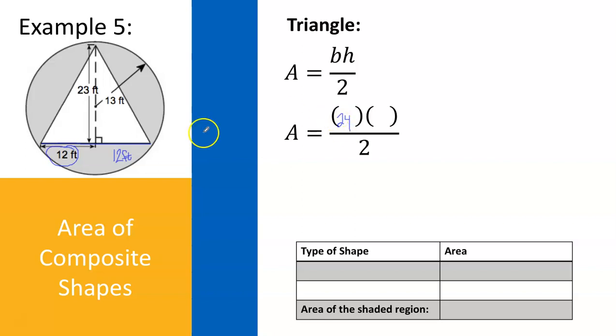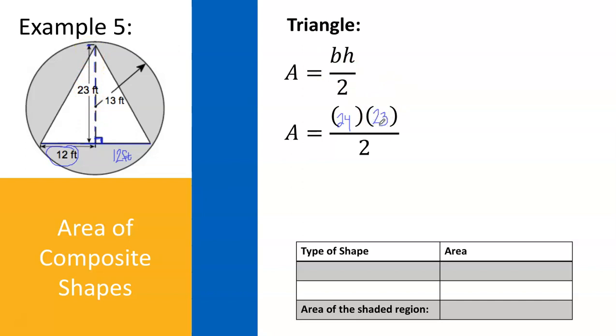Next, we need to find the height. And the height is the line segment that is perpendicular to the base. So I'm highlighting this 90-degree angle because perpendicular means at a 90-degree angle. And this line segment is perpendicular or at a 90-degree angle to that base of 24 feet. And this length measures from the top of the triangle to the bottom of the triangle. You can see this measurement is labeled as 23 feet long. So the height of the triangle is 23 feet.